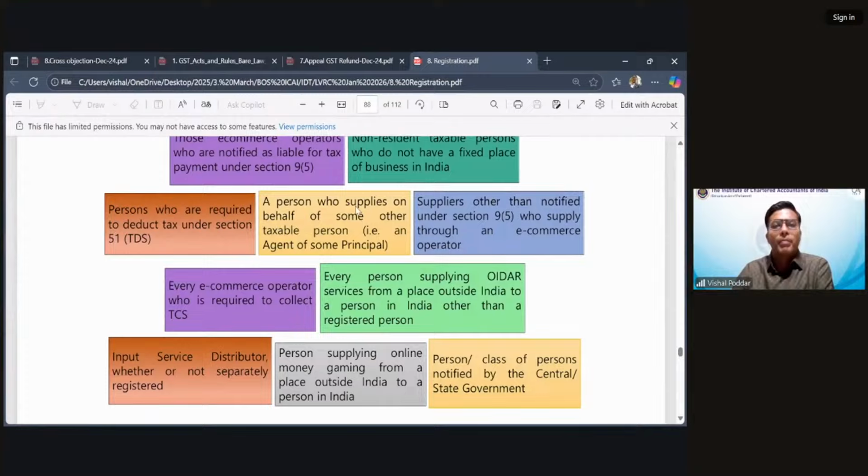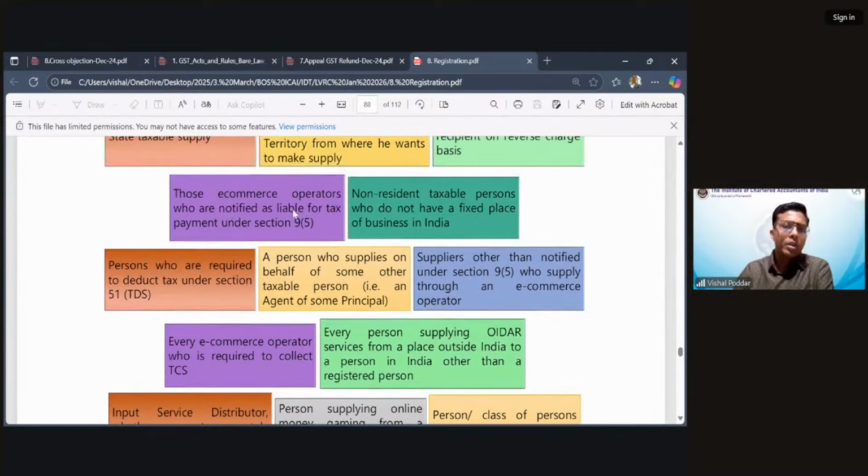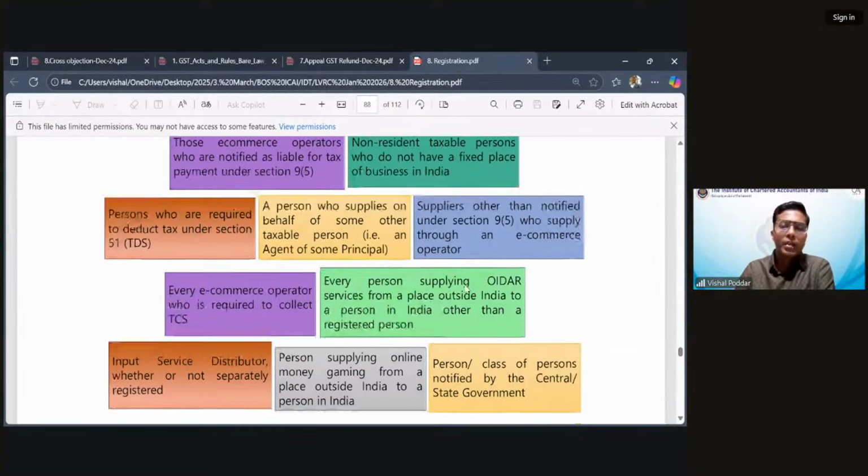Next, a person who supplies on behalf of some other taxable person, like an agent. If your principal is registered and you are supplying on behalf of the principal, obviously you will have to be registered. Next, suppliers other than those notified under 9(5) who supply through an e-commerce operator. Here, the suppliers are supplying through an e-commerce operator where the e-commerce operator is not covered under 9(5). It means the supplier himself has to pay tax. So the supplier has to get registered.